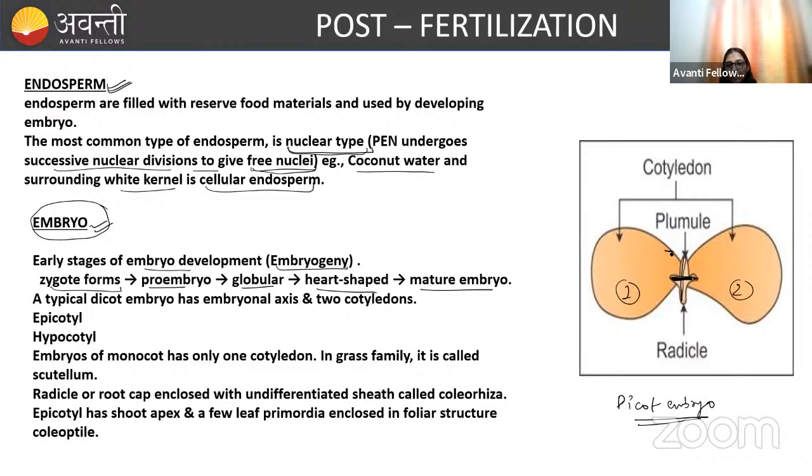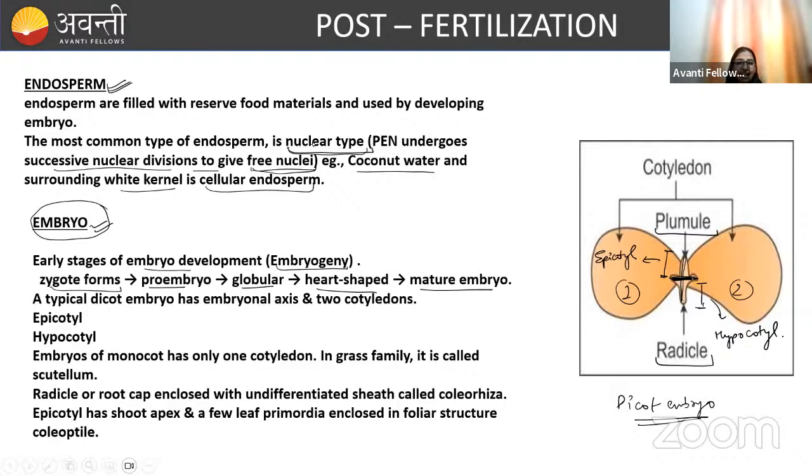The part of the embryonal axis which is above the point of attachment where the cotyledons are attached is known as epicotyl. And the part of the embryonal axis which is below the point of attachment of the cotyledons is known as hypocotyl. So epicotyl will terminate into plumule, which forms the shoot, and the hypocotyl will terminate into radicle, which forms the root.